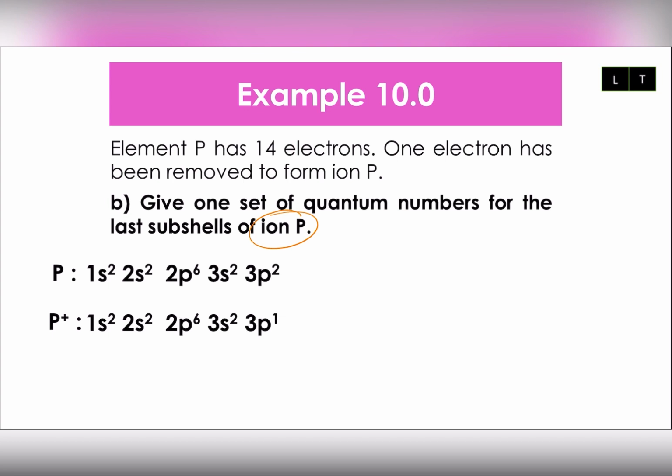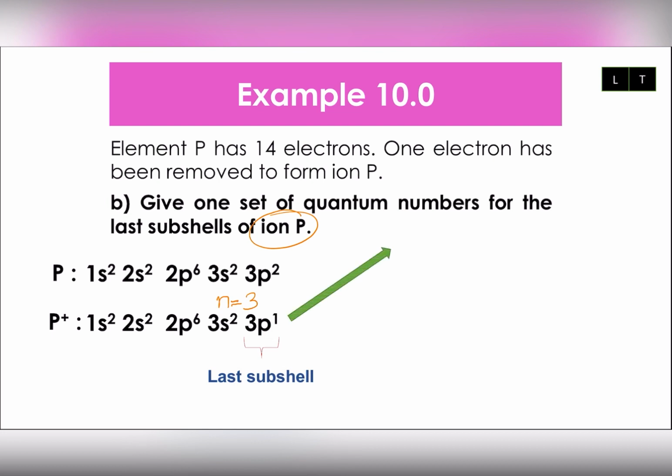Now, continuing with the question, it asks you to give one set of quantum numbers for the last subshell. So for the last subshell, we have to determine the energy level. We can see that the energy level for the last subshell is n equals to 3. In n equals to 3, we have two subshells, the 3s orbital and the 3p orbital. But between 3s and 3p, 3p is the last subshell. So we are going to write the set of quantum numbers based on 3p.